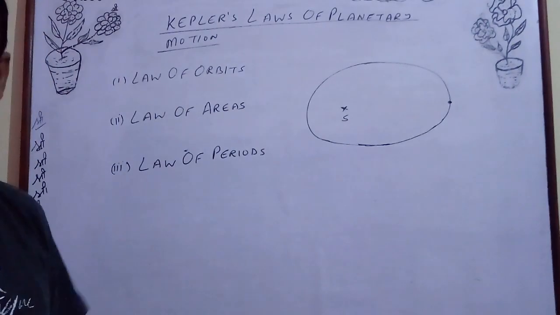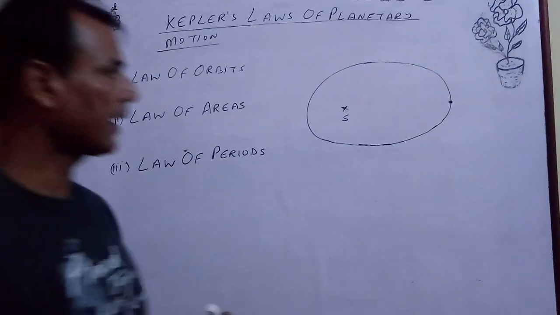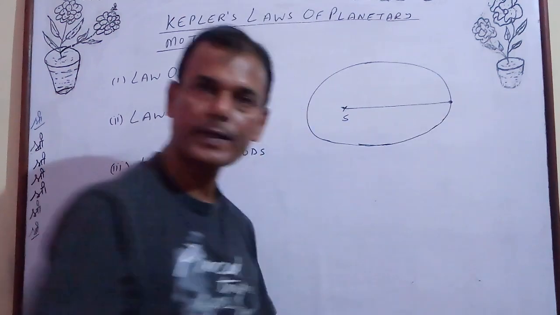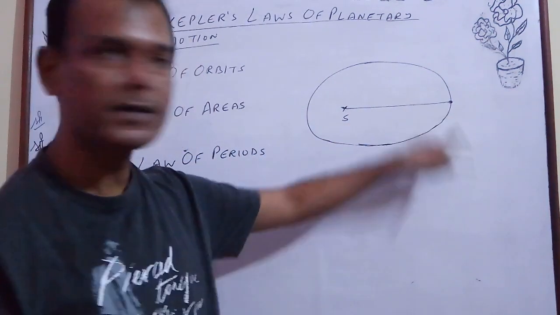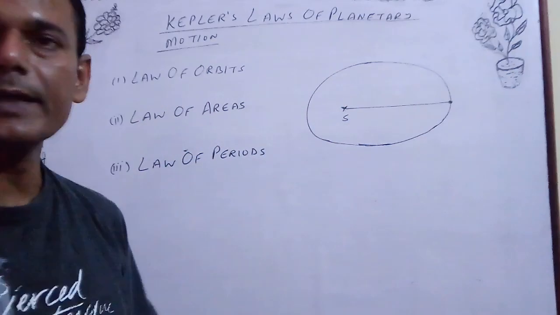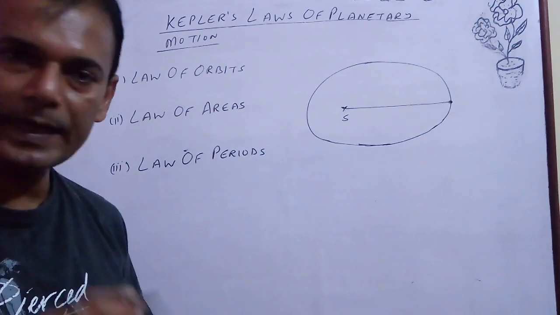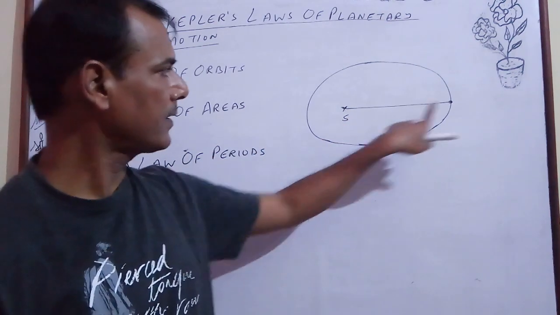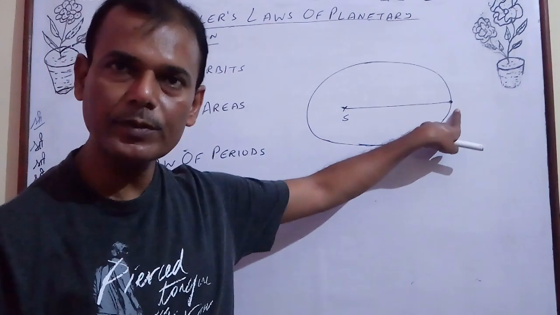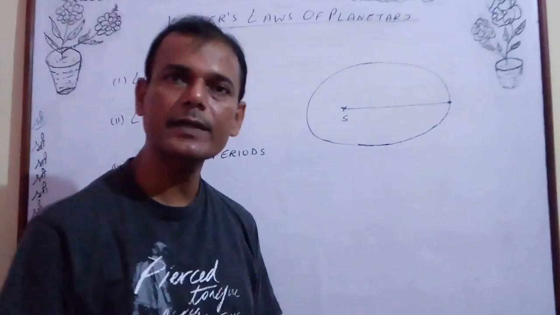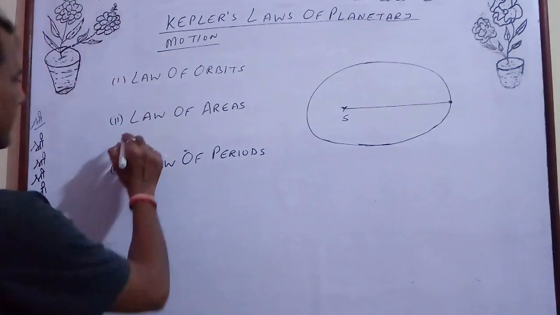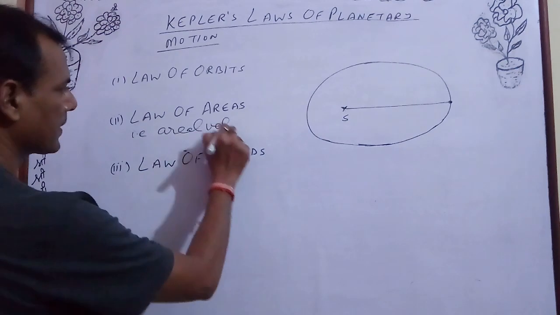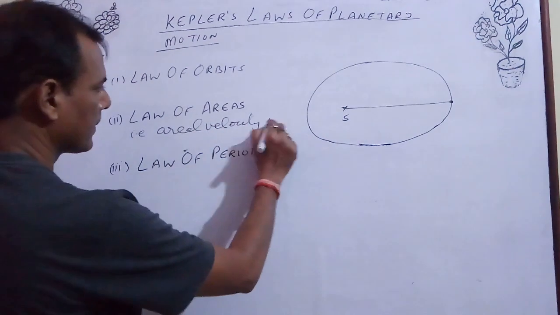Second is the law of areas. It states that the line joining the sun and the planet sweeps out equal areas in equal time intervals. Again I am repeating, the law of areas states that the line joining the sun and the planet sweeps out equal areas in equal time intervals. That is, its areal velocity remains constant.